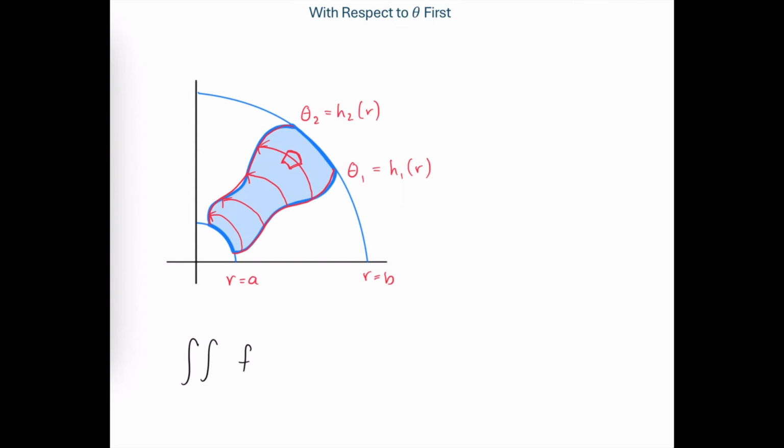So in this scenario, we would be integrating this function. This factor of r is necessary to get the area of a polar rectangle. We'll integrate with respect to theta first, and then with respect to r. The theta limits can contain a function of r because r is constant in that first iteration, and then the r limits would be going from a to b.